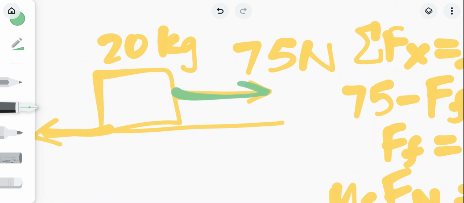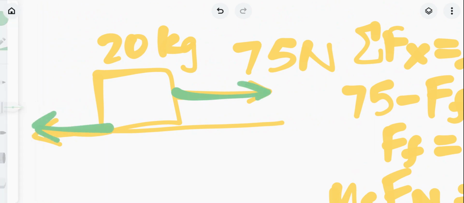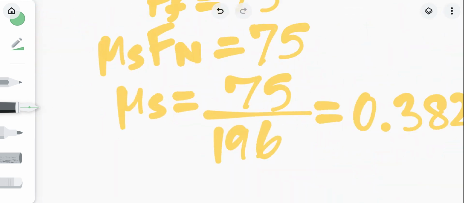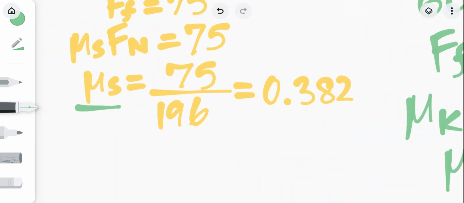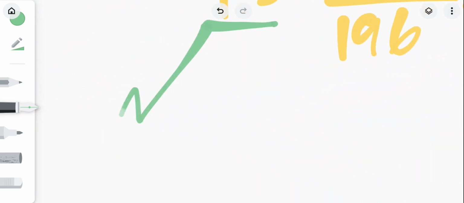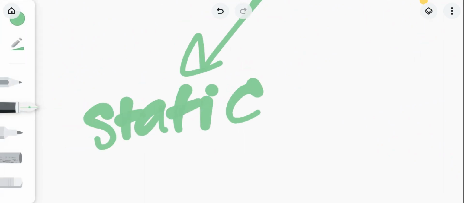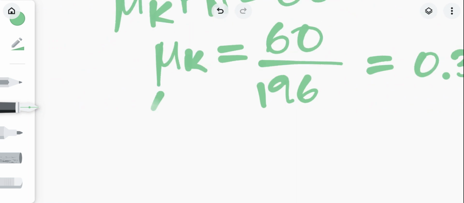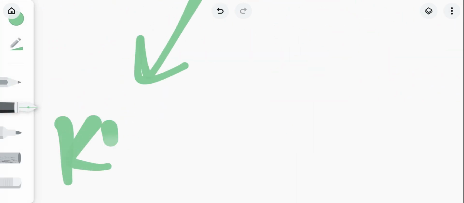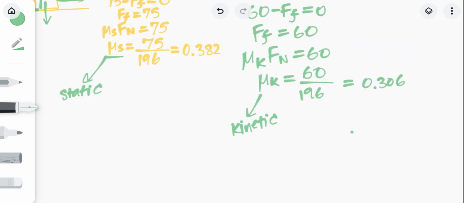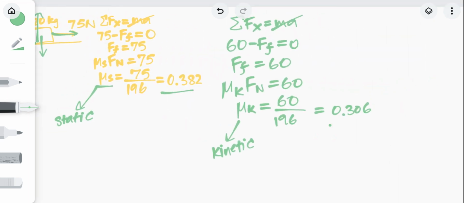Okay, so this was your applied force, this was your frictional force, this is mg, and this is fn. This is your coefficient of static friction. Okay, let's just write that down real quick. Static friction. And this is your coefficient of kinetic friction. And these are your answers.